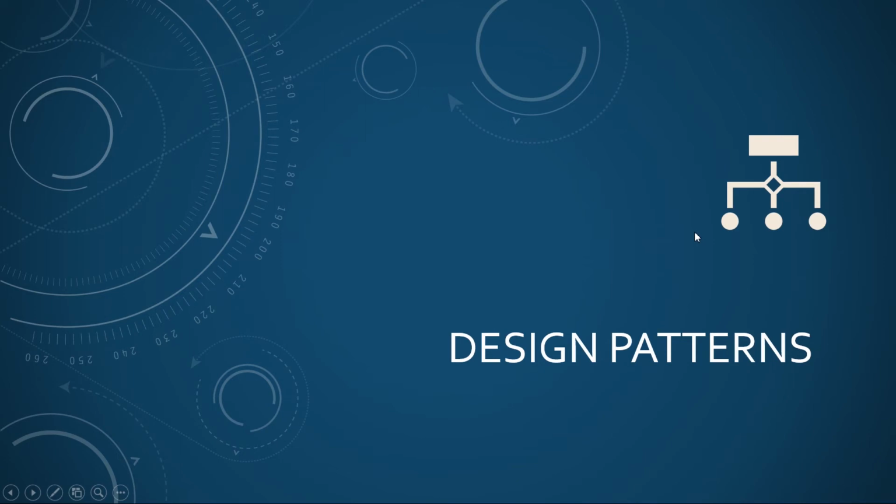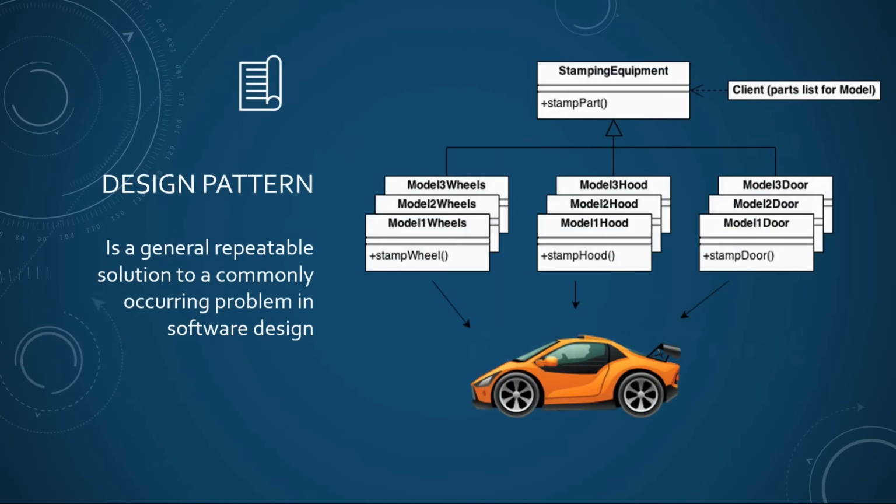We are talking about 4 design patterns. In software engineering, a design pattern is a general repeatable solution to a commonly occurring problem in software design. A design pattern isn't a finished design that can be transformed directly into code. It's a description or template for how to solve a problem that can be used in many different situations.